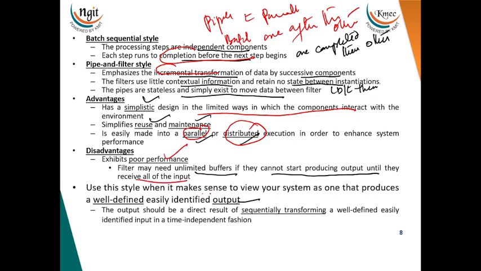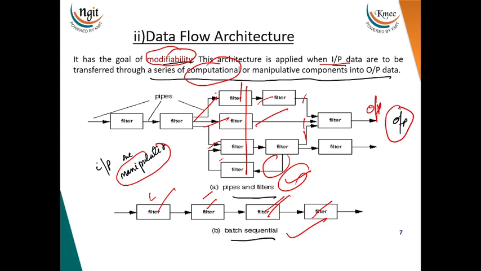Use this style when it makes sense for the system. When the output of the product is well defined and easily known, when you have already defined the product and you know the output, then it works well, correct? And the sequence of transformation goes up. So the major differences are these. What is this one? Modifiability, and filters are used. Filters are nothing but in between.